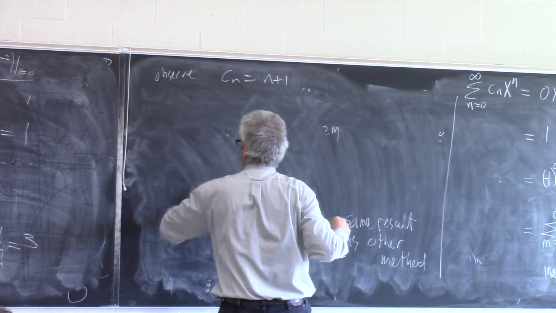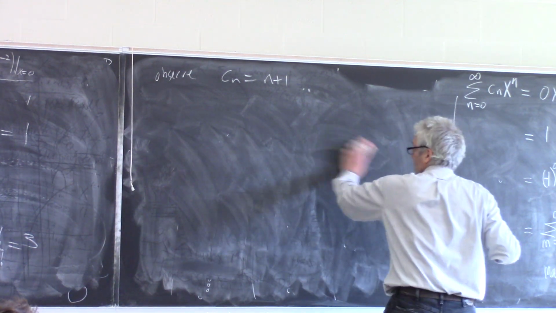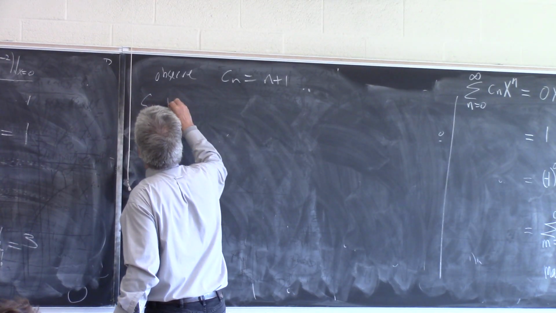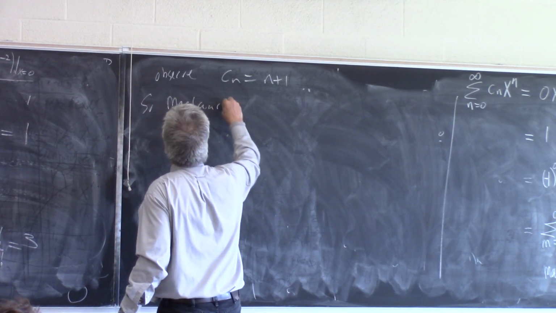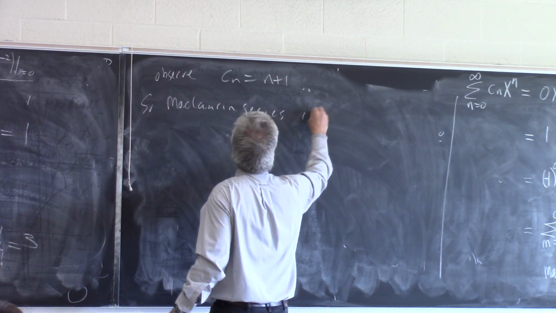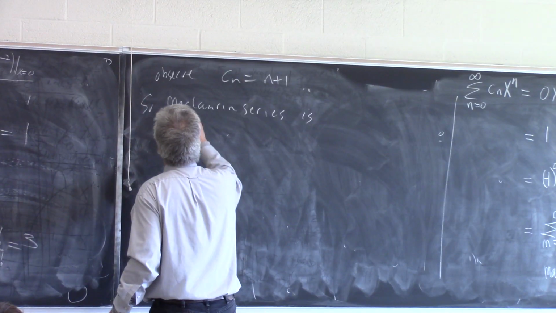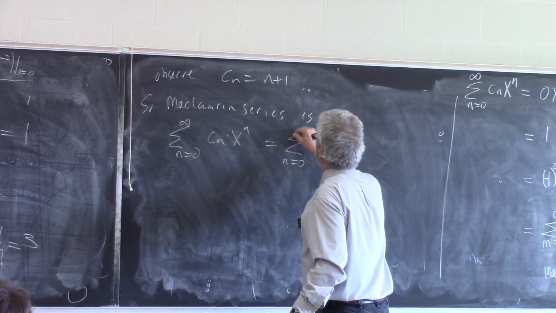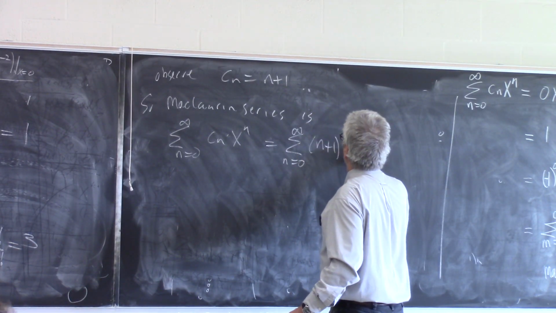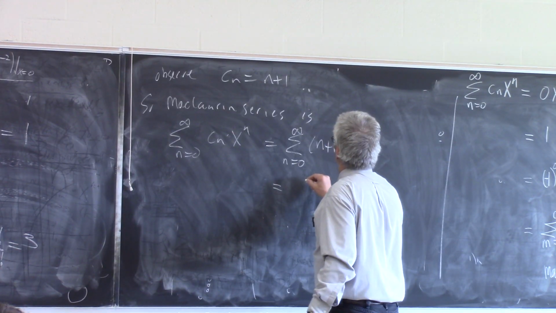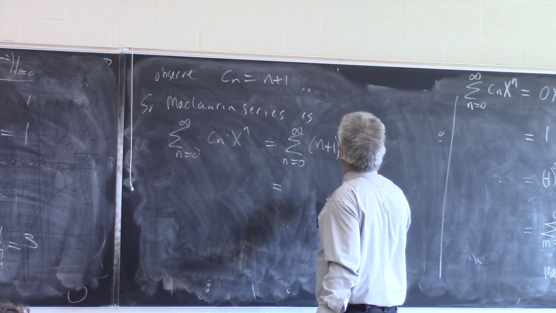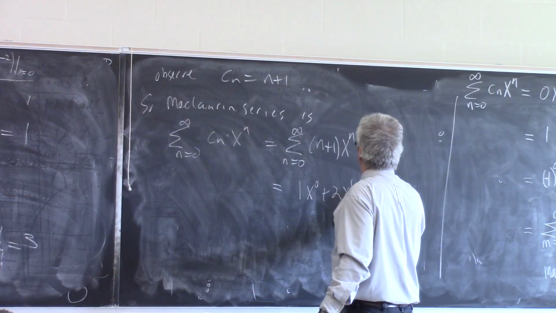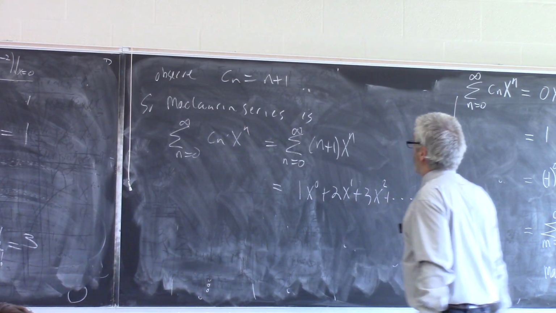I have like 1 minute to wrap this up. So the Maclaurin series is the sum as n goes from 0 to infinity of Cn x to the n, but that's just the sum as n goes from 0 to infinity of (n plus 1) times x to the n. So that's going to be 1 times x to the 0 plus 2 times x to the 1 plus 3x squared plus, and so forth.